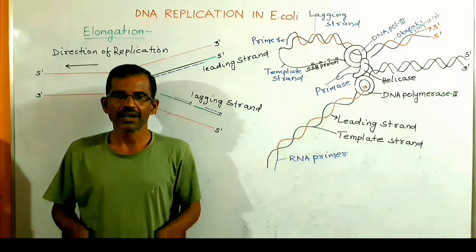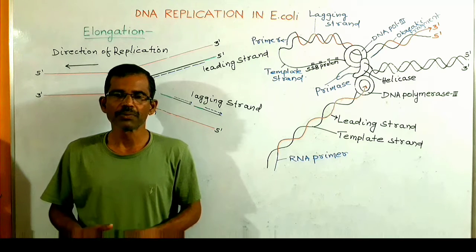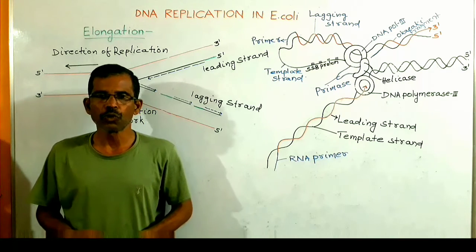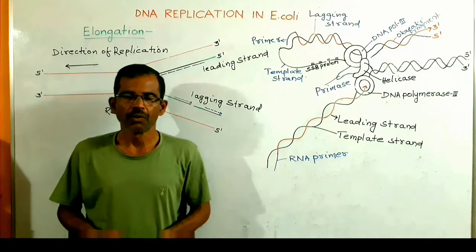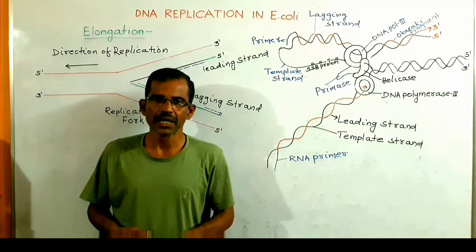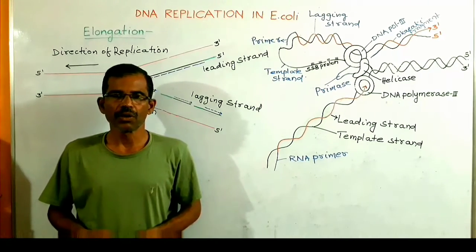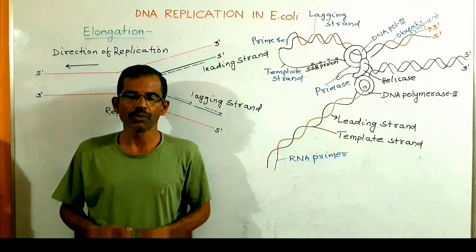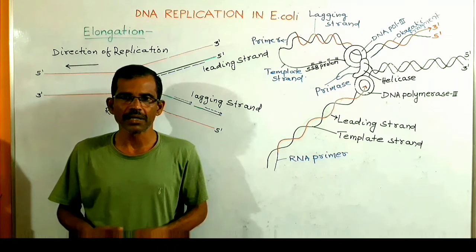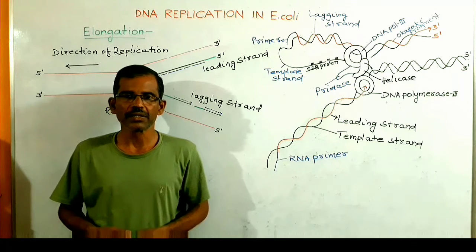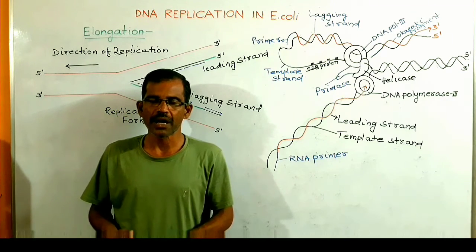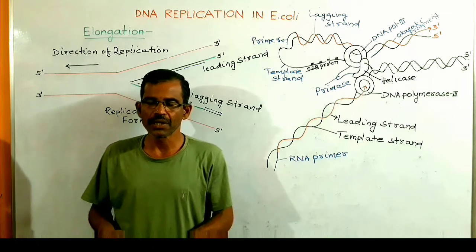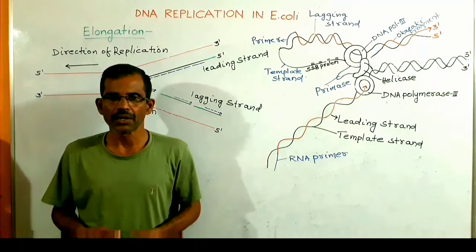So friends, already you know about some of the enzymes that are involved in the process of DNA replication. One enzyme is helicase. The function of the enzyme helicase is to unwind the DNA double helix so that various enzymes can get access to the DNA strands by which DNA replication can occur.